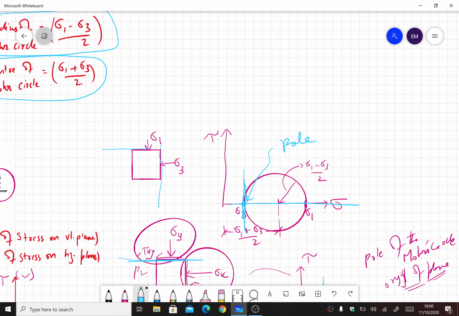All right, so why is this important? The pole helps us in the calculation of a lot of numerical problems. So it is very necessary to remember how to draw poles.